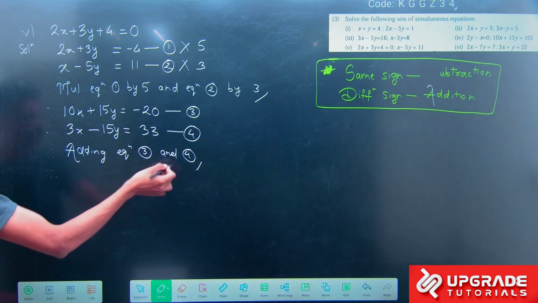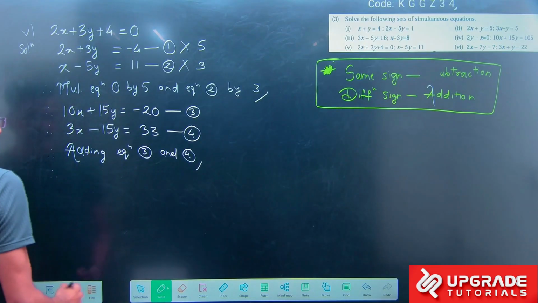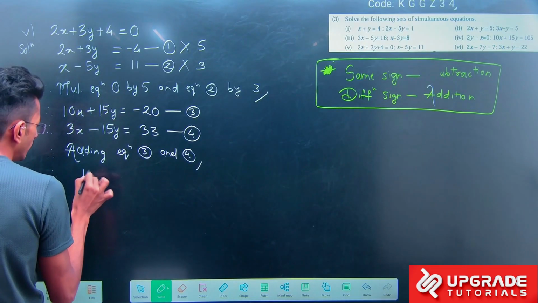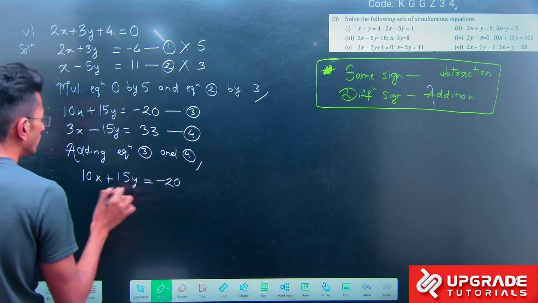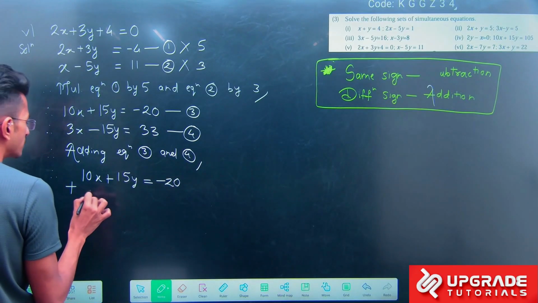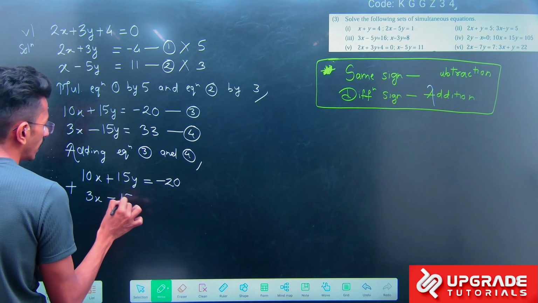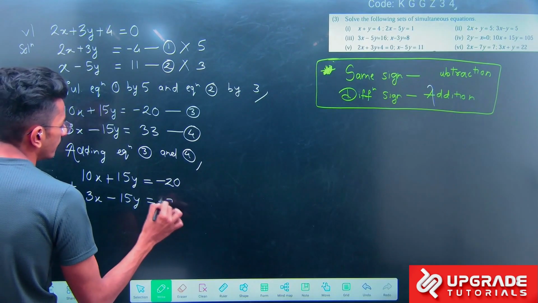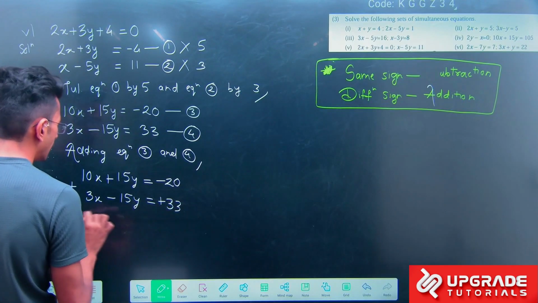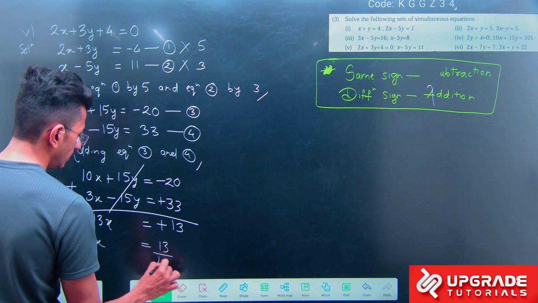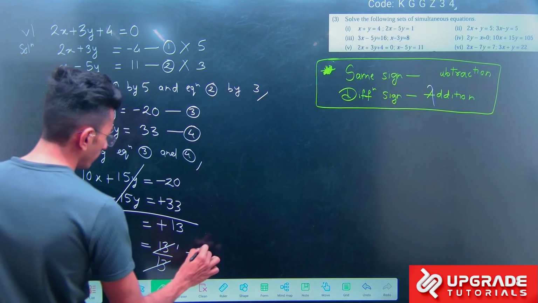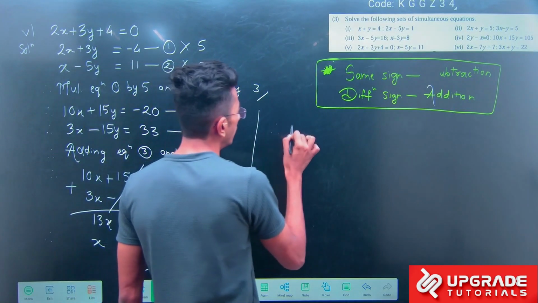You do not need to write it again here, you can directly write and add it. 10x plus 15y equal to minus 20. You can write any equation up and down for addition. Everything is okay. Now 13x equals 13, so the value of x is 13 upon 13. It is plus 1.